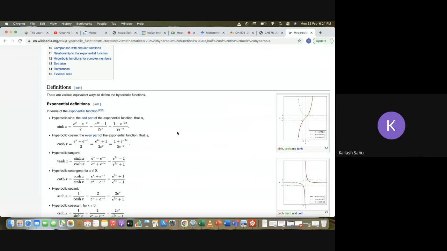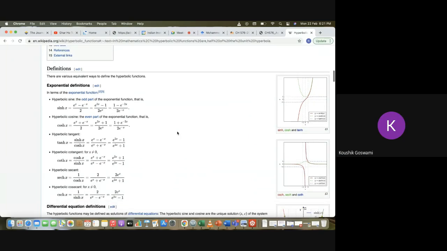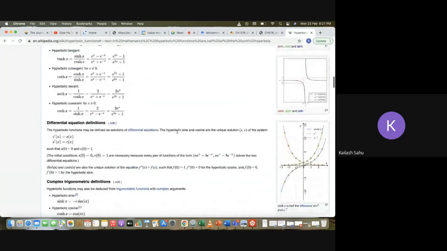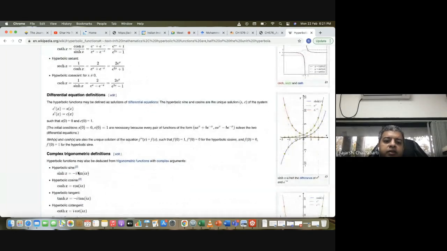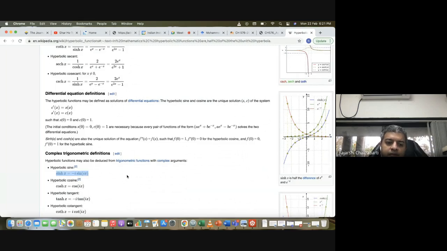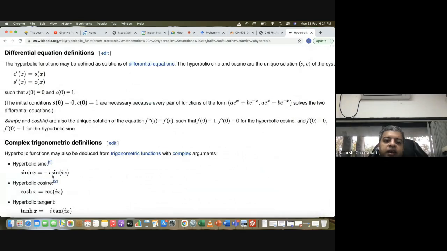Check. So there is a relation. Maybe it is minus i times sine x, okay, maybe the other way. So you can see sine hyperbolic x is minus i times sine of ix. Cos hyperbolic x is cos of ix. So it is all coming from trigonometric identities.